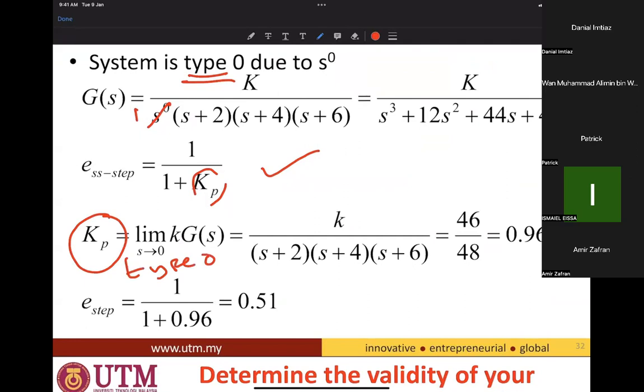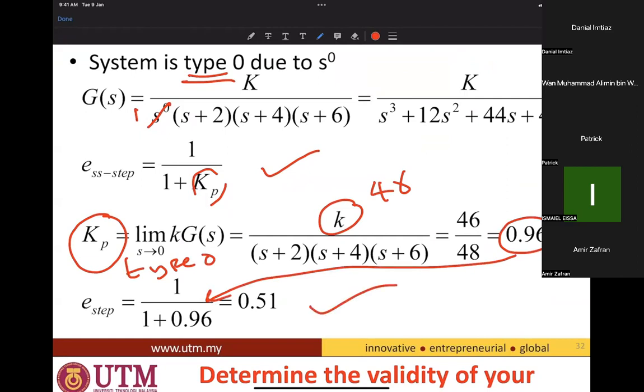So K over s plus 2, s plus 4, s plus 6. Insert the K under the dominant pole just now, which is 46. So 46 divided by 48, 0.96. Enter into the formula again: 1 over 1 plus 0.96, so 0.51. Previously it was 0.98. The new one, after gain adjustment, is 0.51. Meaning what? It's reduced by 50%.